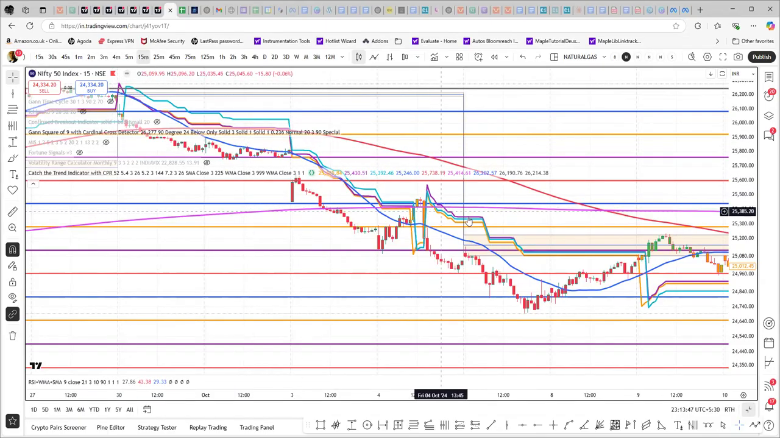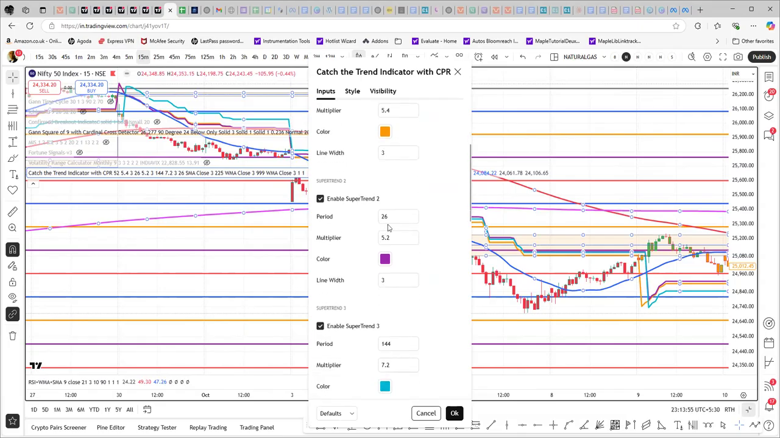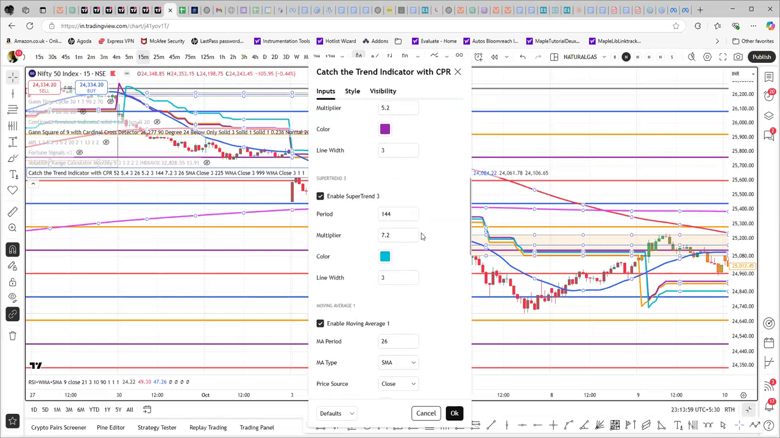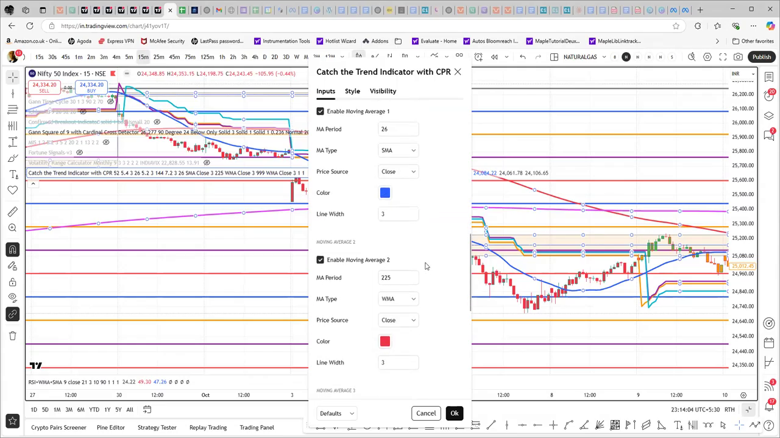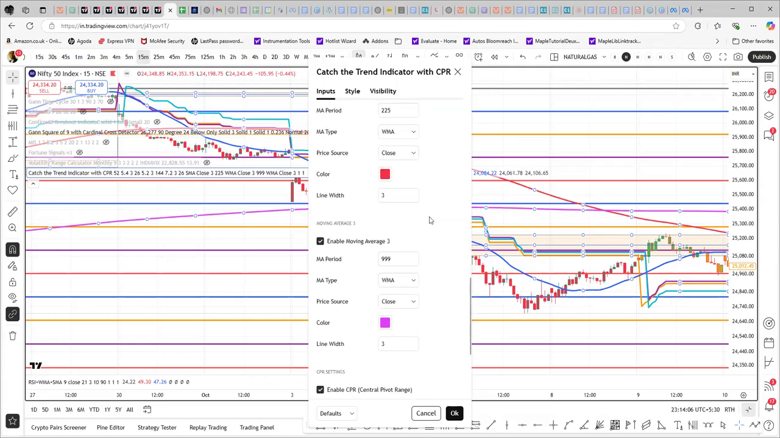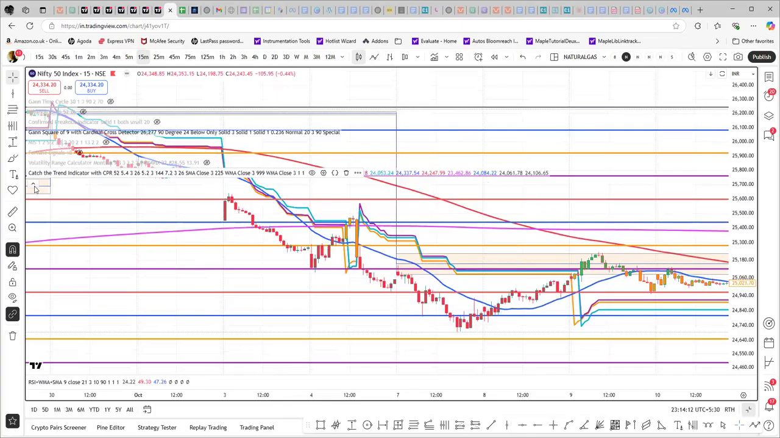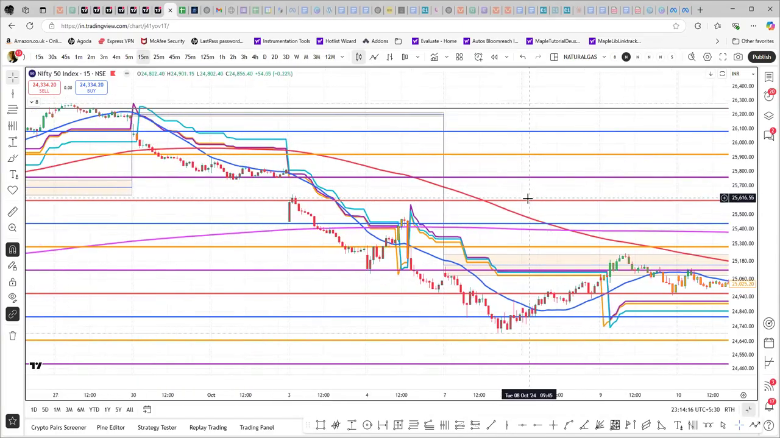For example, if you look at the settings of this indicator, I have not used the standard ones, right? I have used some very different numbers, 52, 5.4. You will not find these things anywhere. I designed this myself, right? 144, 7.2. I've used 26 SMA. I've used 225 WMA, right? I've used 999 WMA, right? So they're non-standard. Do you see this in the market? Normally no, you will see 20 EMA, SMA, or 20 EMA, 200 EMA, right? Maximum that you will see.